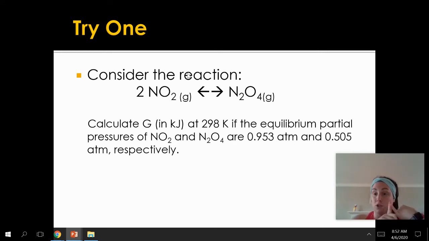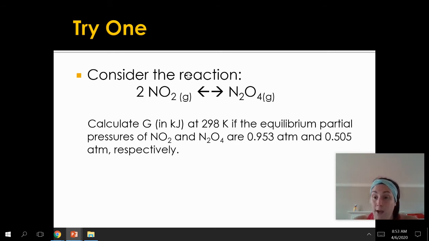You're given your temperature, which is 298. You can plug that right in. Of course, we always know our R is 8.31. However, we have to do a little legwork to calculate our K value, because you're not given your K outright, you're given your equilibrium partial pressures.